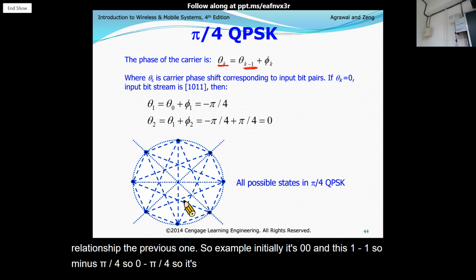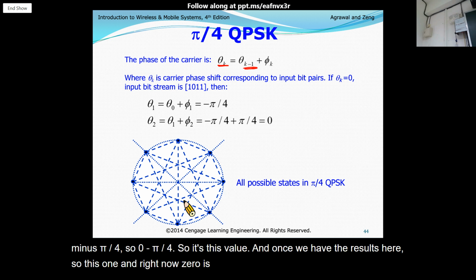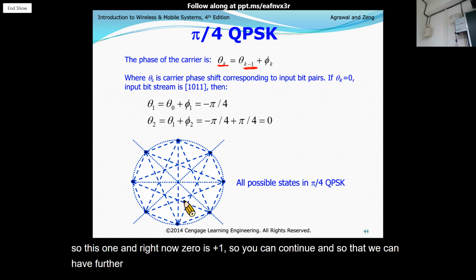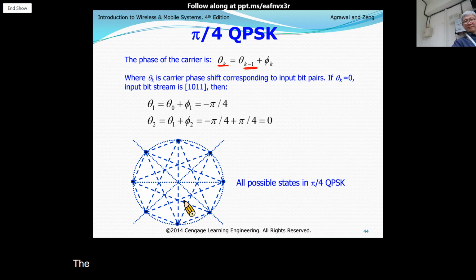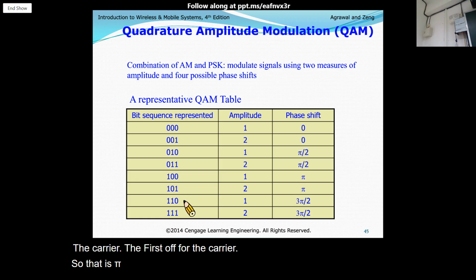And once we have the results here, this one. And right now 0 is positive 1. So you can continue, and so that we can have the way to have the carrier phase. So that is pi over 4 QPSK, and it provides all possible states.